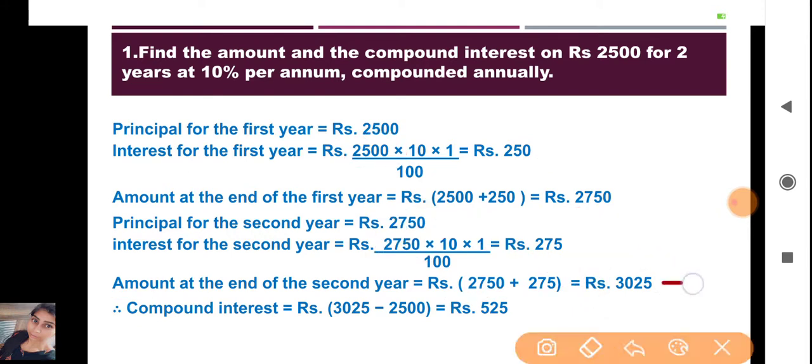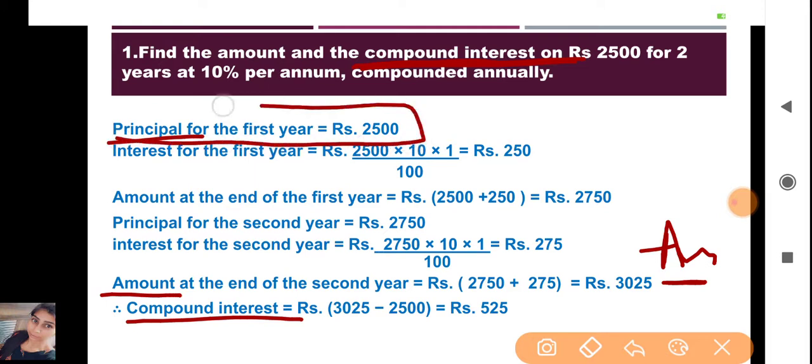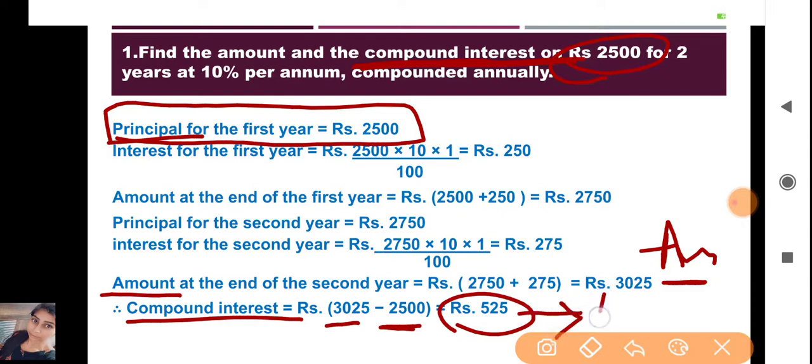Now we don't need to only find out the amount. This is my one answer. We need to find out the amount and the compound interest also. So the compound interest formula is amount minus principal. The principal I'm talking about is the first principal that is given in the question. So 3025 minus 2500, which comes out to be 525. So this is the extra amount that he needs to pay to the bank when he takes a loan of 2500 for 2 years at the rate of 10% per annum. So this is my second answer.